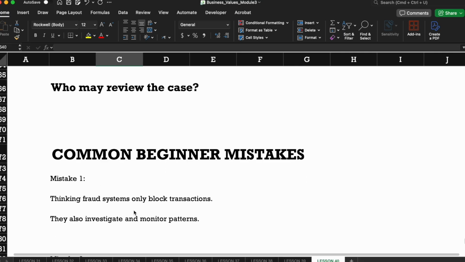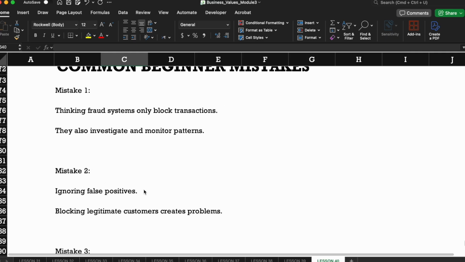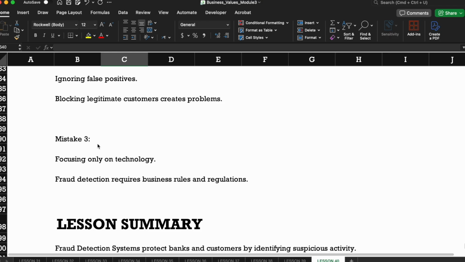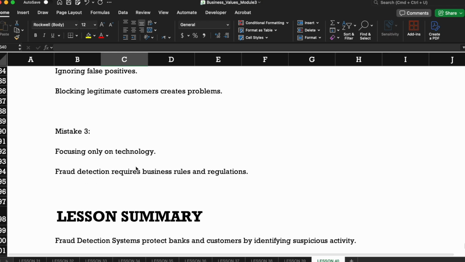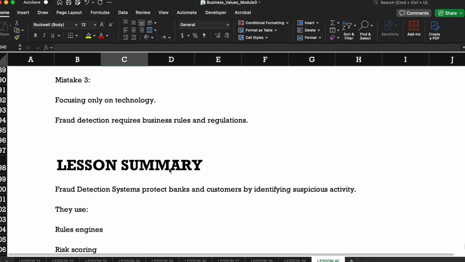Common beginner mistakes. Mistake number 1: thinking a fraud system only blocks transactions. They also investigate and monitor patterns. Mistake number 2: ignoring false positives. Blocking legitimate customers creates problems. Mistake number 3: focusing only on technology. Fraud detection requires business rules and regulations.